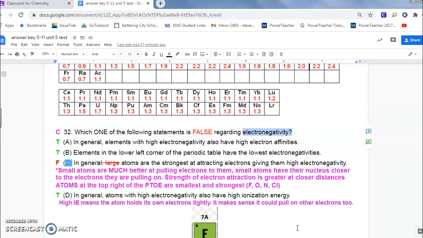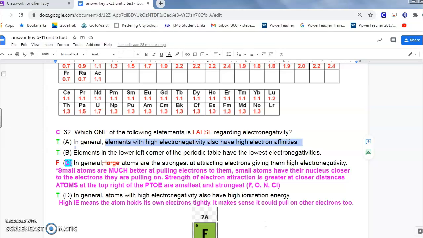So when there's electrons between two atoms, if you have a high electronegativity, you're good at pulling those electrons in the bond to you. If you have a low electronegativity, you're not good at pulling the electrons in a bond to you. Which of the statements is false regarding electronegativity? Elements with high electronegativities also have high affinities.